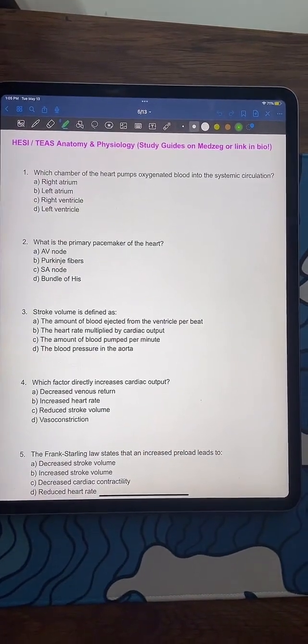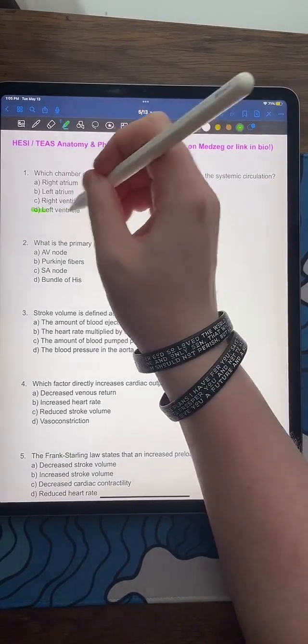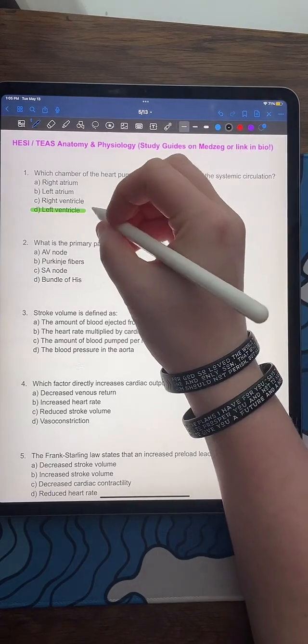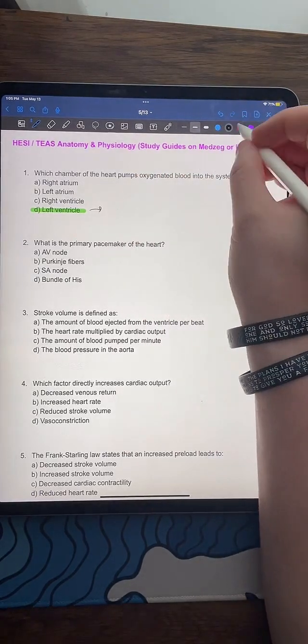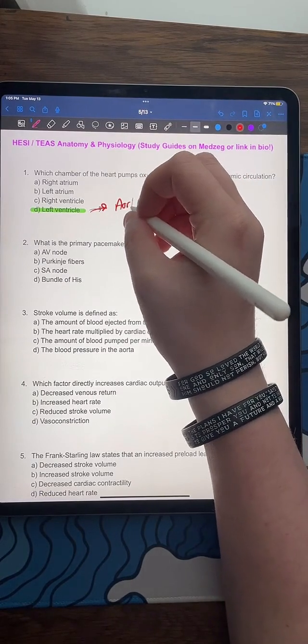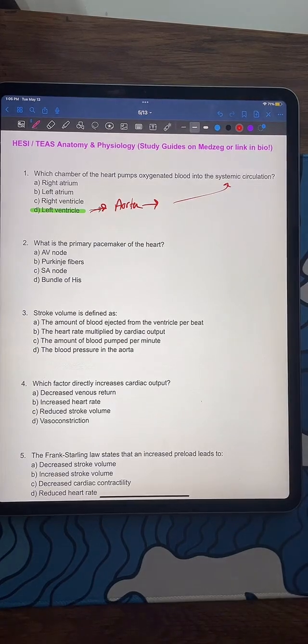Awesome. The answer is the left ventricle. So our left ventricle is going to pump oxygenated blood through the aortic valve to the aorta and then out to the rest of systemic circulation.